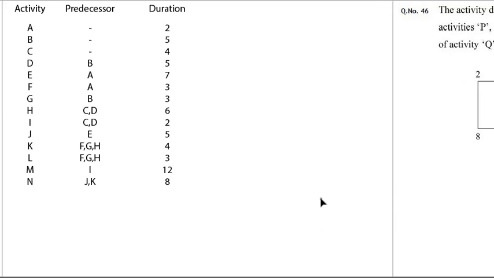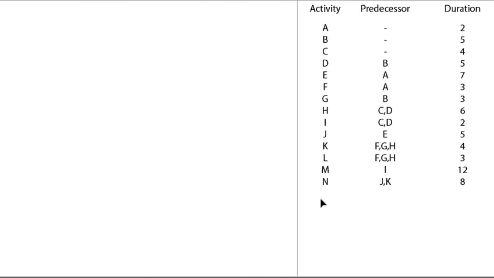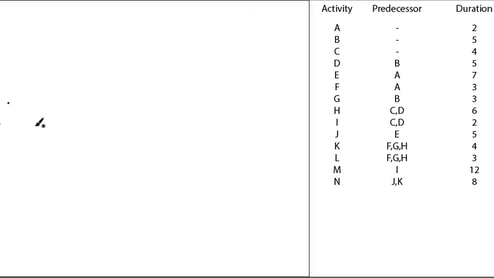So the next problem goes as follows. For this also we'll draw the project network diagram only. Let me save some space. Now there are A, B, C which have no predecessors, which means A, B and C will be like this. Let me draw a little bit bigger so that you guys can see it properly. So this is A, B and C.